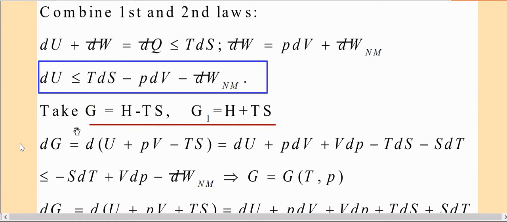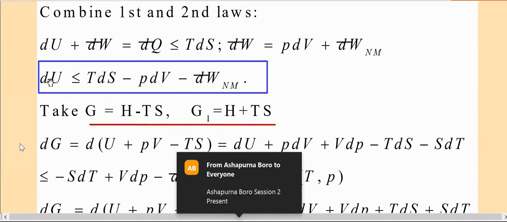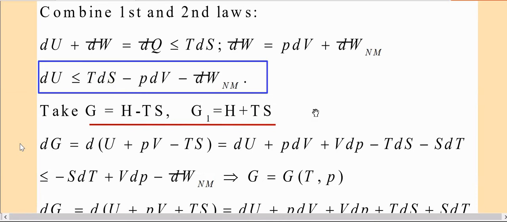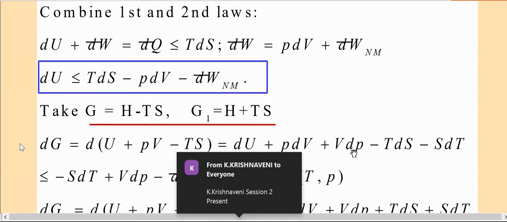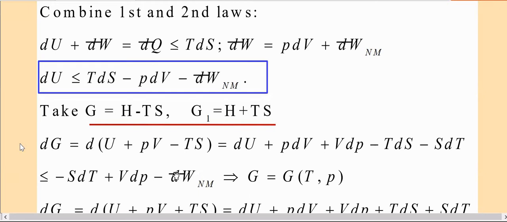So why? Because you now take dG. Okay. So d of H minus TS, H is U plus PV minus TS. So this gives you dU plus PdV plus VdP minus TdS minus SdT. Okay. And now you try to use this inequality. Okay. So here you have a dU. So this becomes less than or equal to. Okay. So now you see that this TdS part will cancel with this minus TdS. This minus PdV will cancel with this plus PdV. So you will be left with this VdP minus SdT and minus dW non-mechanical part. Okay. So that's why we say suppressing this term, this is normally not important because this is non-mechanical. Suppressing this term, we normally say that G is a two variable function, temperature and pressure. Right. So there is no problem up to this point.